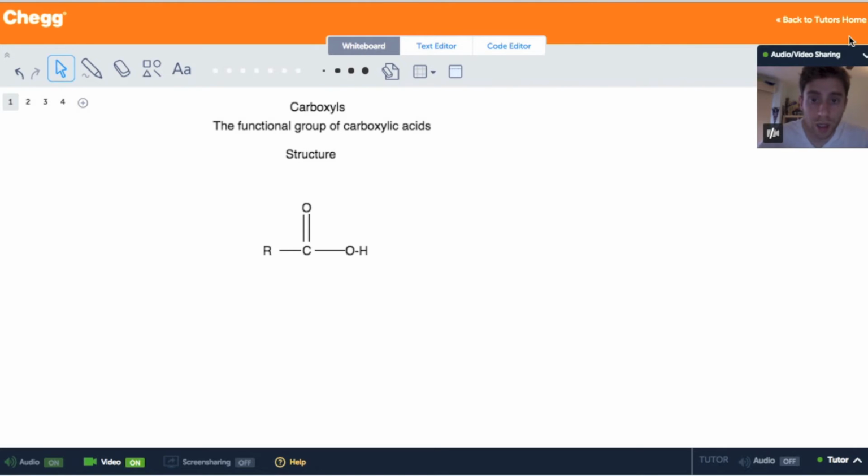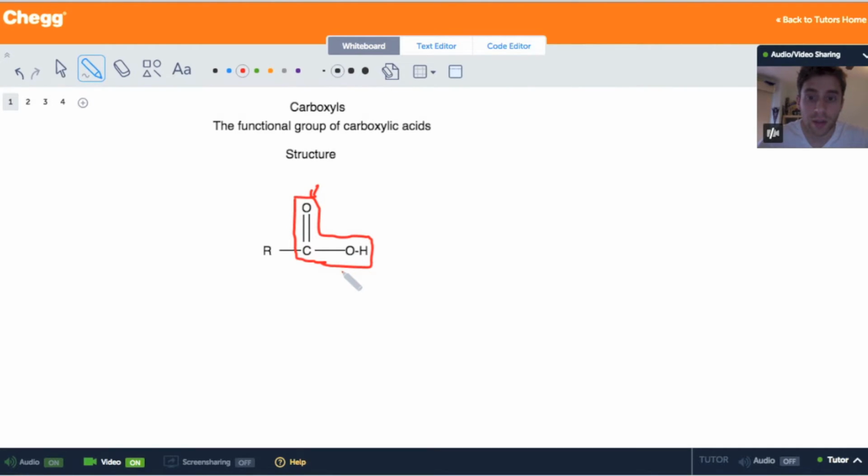Hey everyone, this is Jonathan from Chegg Tutors, and this video is about carboxyl groups, which are the main functional group of carboxylic acids. And so here's their structure right here, and it consists of a carbon double bonded to one oxygen here, and then this carbon is also bonded to a hydroxyl group, an OH group.